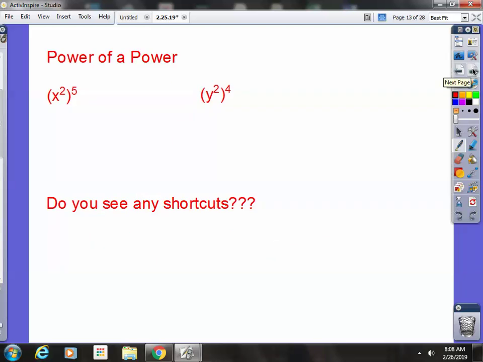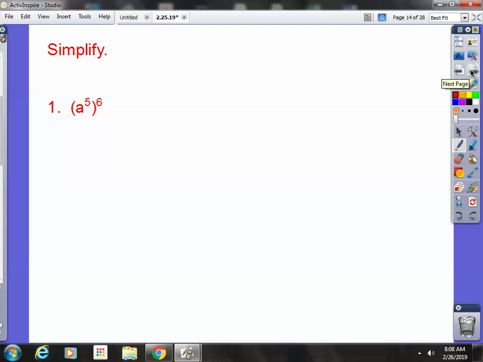Look at this one. We have a to the 5th to the 6th power. My base a is being raised to the 5th, and then I'm going to raise it to the 6th power. So this would simplify to what? It might be helpful in your notes, just for this first problem, to write 5 times 6, so that if you're looking back in your notes, you know how you got 30. a to the 30th power.